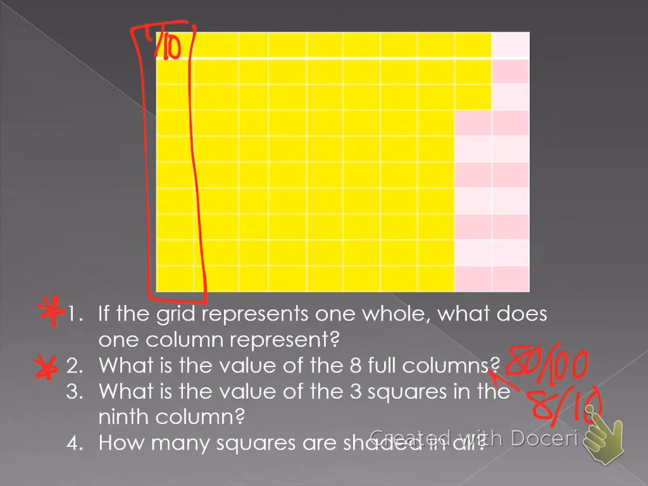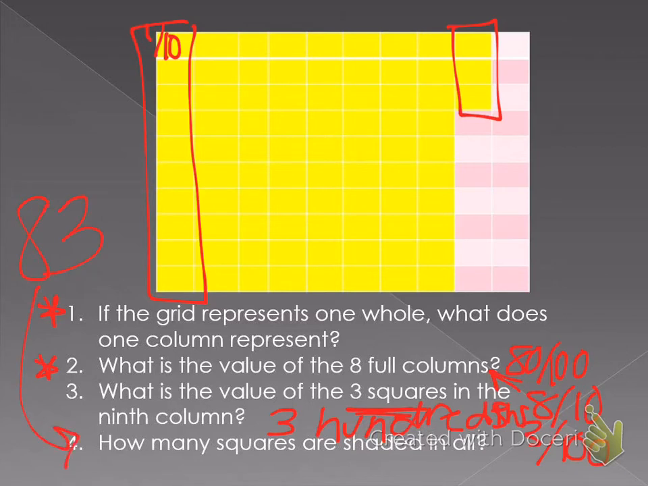For number 2, what is the value of the 3 squares in the 9th column? These are 3 small squares colored in out of 100. So this would be considered 3 hundredths, or as a fraction would be 3 over 100. How many squares are shaded in all? We know that there are 8 total full columns. So I have 83 total for number 4.